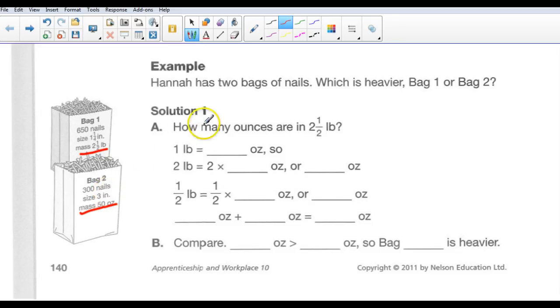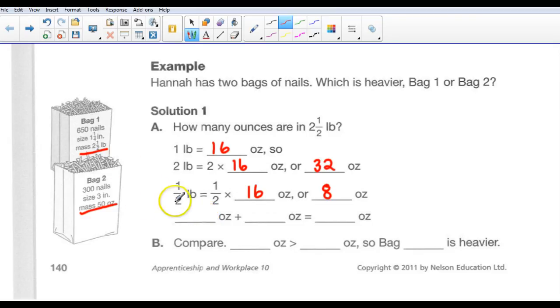Okay, so let's do solution 1. How many ounces are in 2.5 pounds? Let's convert the pounds in bag number 1 to ounces, just to compare. So 1 pound we know is 16 ounces. So 2 pounds is just 2 times 16 ounces, or 32 ounces. That takes care of the 2. But we know we have 2.5 pounds, so we've got half a pound left over, so 1/2 times still 16 ounces per pound. So 0.5 or 1/2 times 16 is 8 ounces.